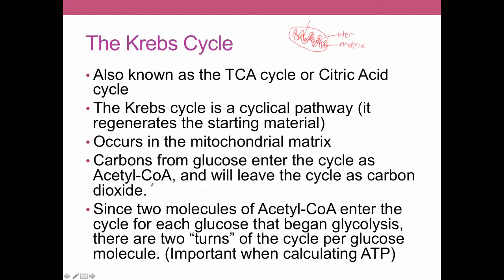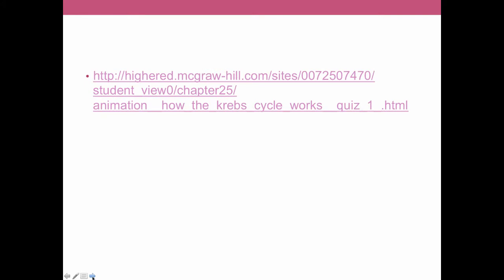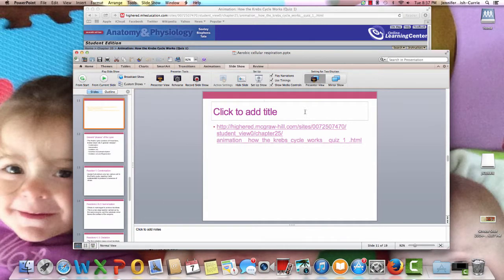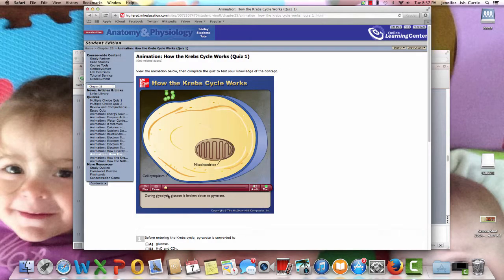And since the two molecules of acetyl-CoA enter the cycle for every glucose that starts the process of glycolysis, the Krebs cycle turns, in air quotes, twice for one glucose molecule. And this is really only going to be important in a context of doing some ATP math. So we'll take a look at an overview of the Krebs cycle quickly. And for those of you who watched the terribleness of my glycolysis screencast, you'll realize how much smoother this is going. During glycolysis, glucose is broken down to pyruvate.